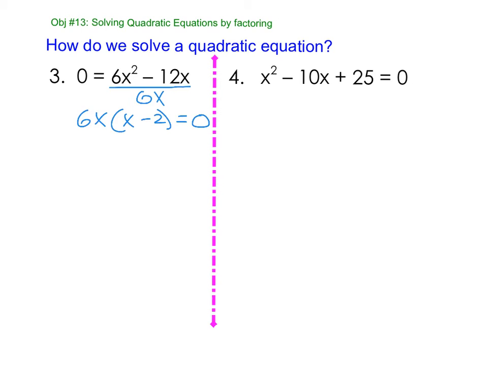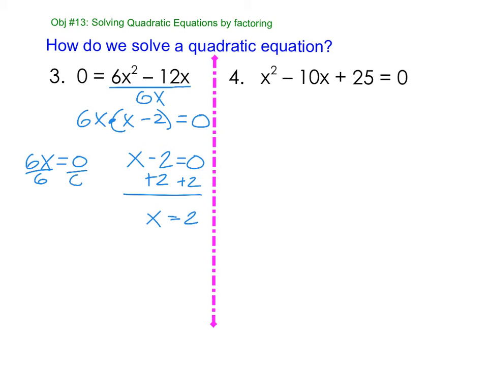Okay, so now this one's a little weird for students. What are the two things multiplying? Well, the multiplying is where the parentheses are. So we're going to say 6x equals 0 and x minus 2 equals 0. So this one on the right is nice and easy. We just add 2 to both sides. How do you solve 6x equals 0? What are the 6 and the x doing? They are multiplying. What's the opposite of multiplying? Dividing. So we're going to divide both sides by 6.